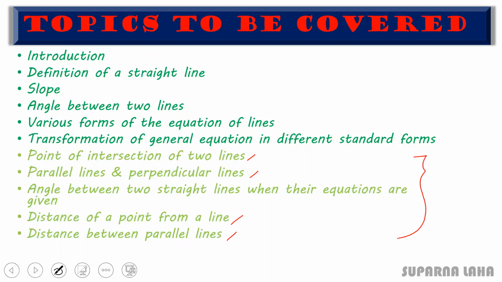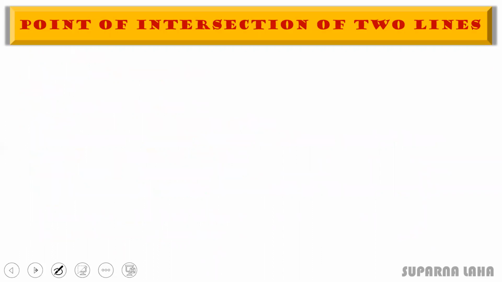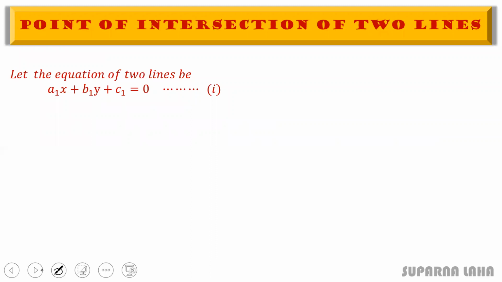So let's start with the first topic, that is the point of intersection of two lines. Here I'm taking two general equations of lines, a1x plus b1y plus c1 equals 0 and a2x plus b2y plus c2 equals 0. Now if we solve these two equations, we can easily find the point of intersection of the two lines. Two lines are given, you need to find the coordinates of this point P.